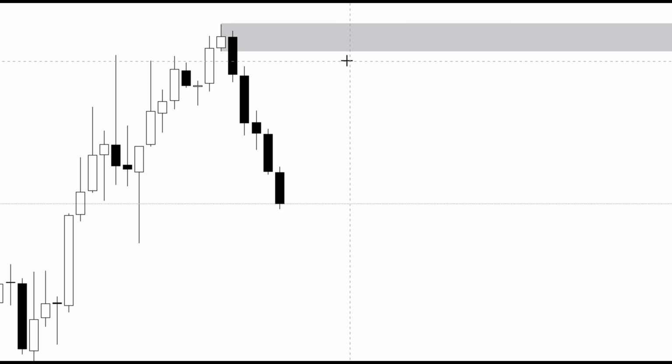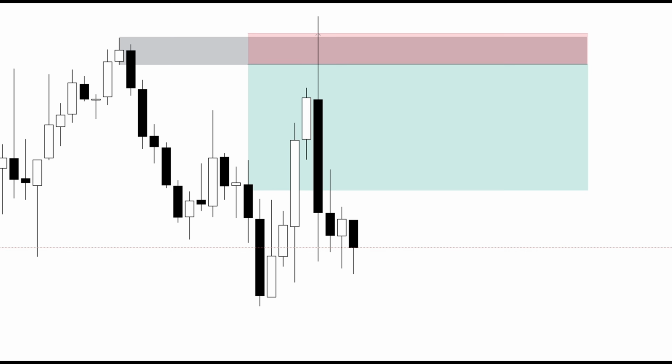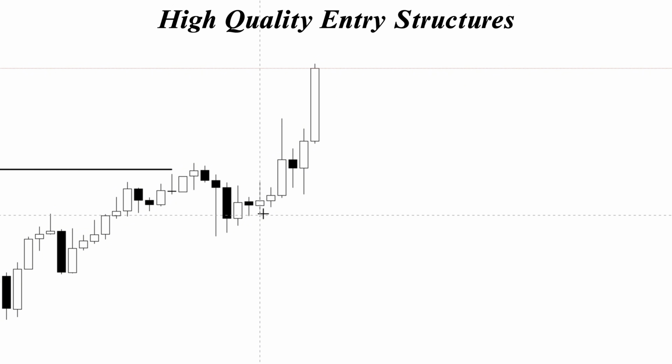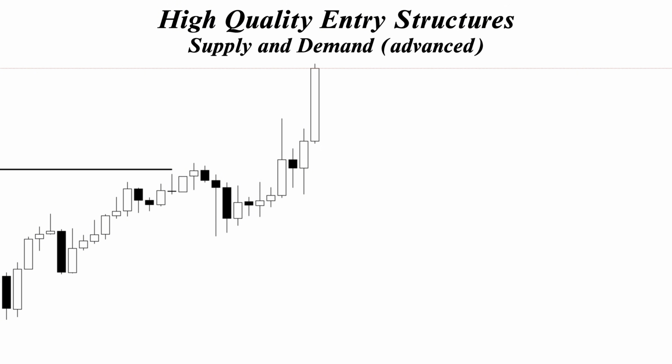They want your liquidity, and that is why you get stopped out like this. But after this video, you will know how to avoid it and get their liquidity instead. The best solution is to find high-quality entry structures. So let's get into supply and demand first.